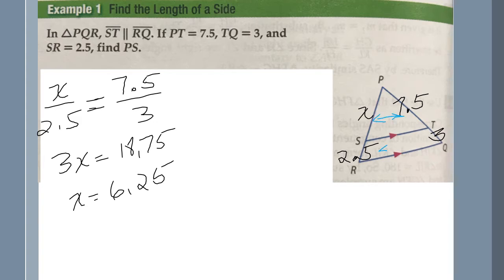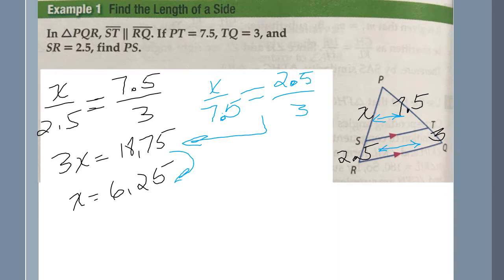Okay. Now, let's say we decided to go a different route with this, and we wanted to work the problem from left and right, right? So as long as you match up, so I'm going to say x over 2.5. Oh, wait, we already did that one. Let's try this again. Let's say x over 7.5. Okay, I went left to right over here. Would have to equal 2.5 over 3. And when we cross multiply again, we end up with the same thing here, and we end up with the same answer down here.